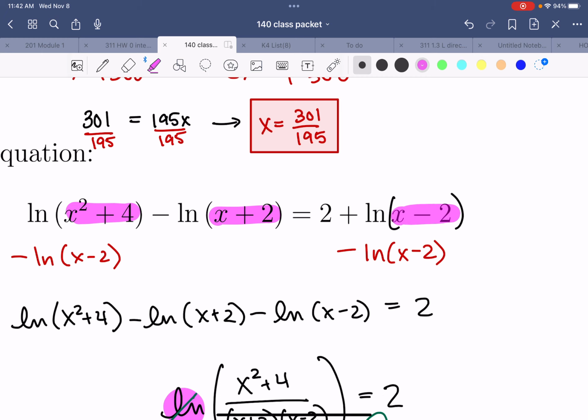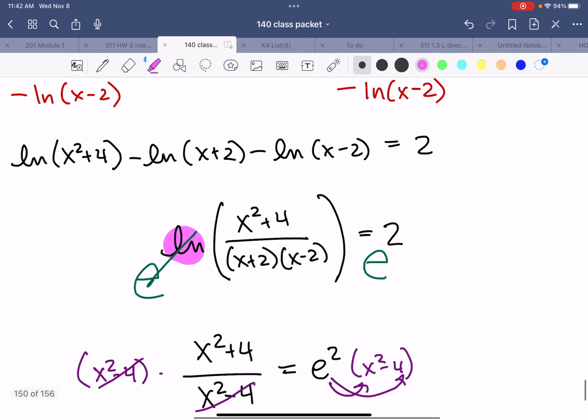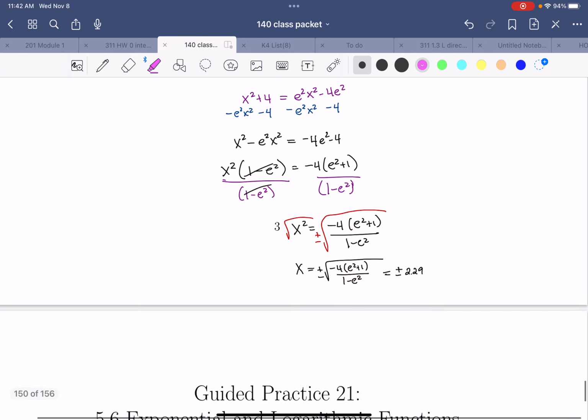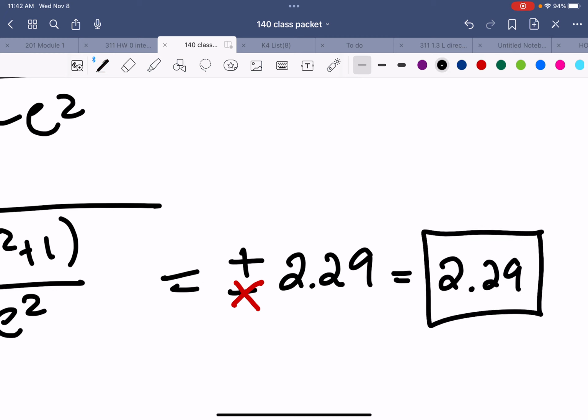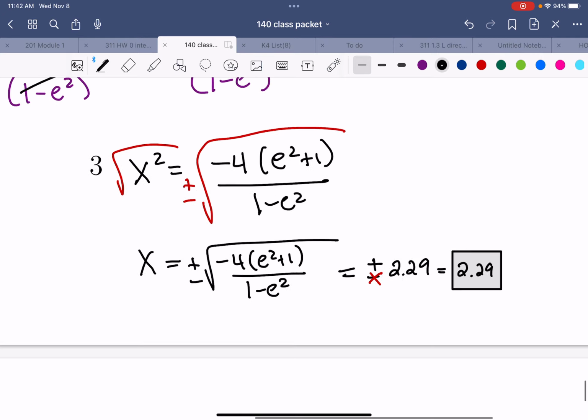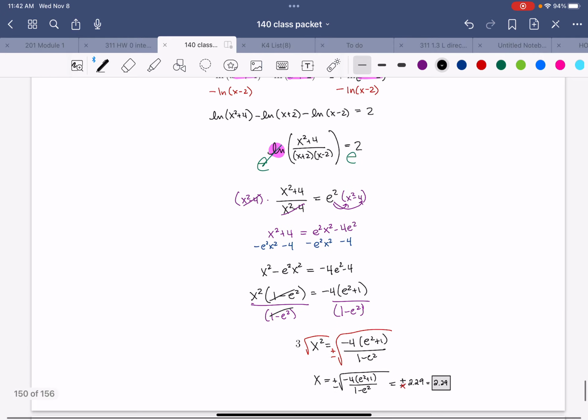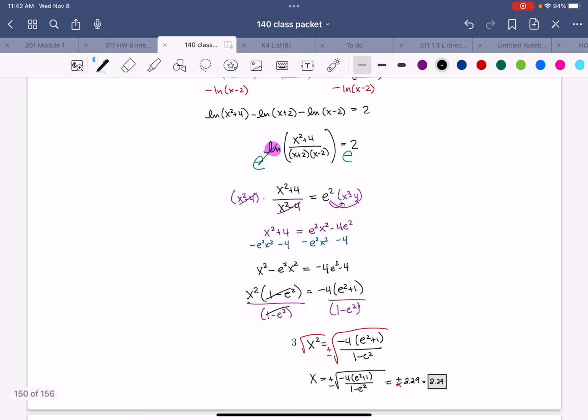It's also going to cause a problem here. If you take a negative number minus 2, that's going to give you a negative number, and we can't take the natural log of negative numbers. So here, we don't want the negative. All we want is the positive 2.29. Okay, so do watch out for that. Anytime you get a negative number, you want to check and make sure that it doesn't create a problem in your natural logs.